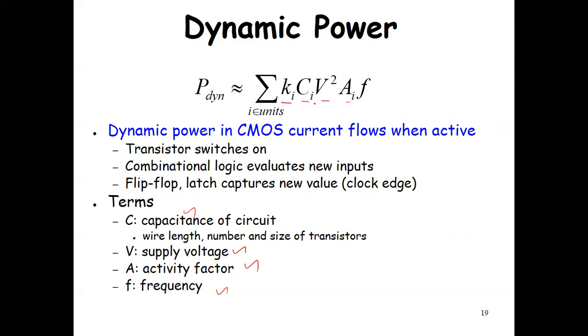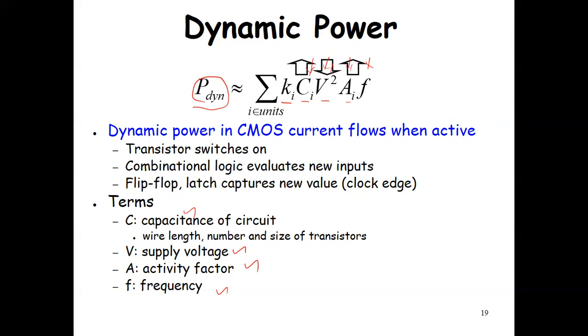It's a multiplication of all these things. For each unit you should know its capacitance, the voltage, the activity factor, and the frequency. Multiply all that; K is some constant. You multiply and then sum that up for all the units. By that we can roughly calculate the amount of dynamic power.